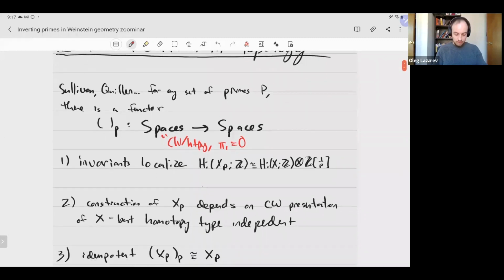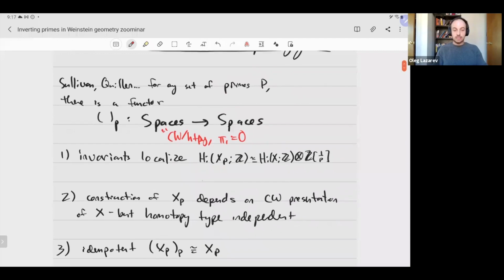The last property is that this functor is idempotent. If you apply it twice, that's the same thing as applying it once. This is just the geometric analog of the fact that if you take a Z module and invert P twice, that's the same thing as inverting P once.